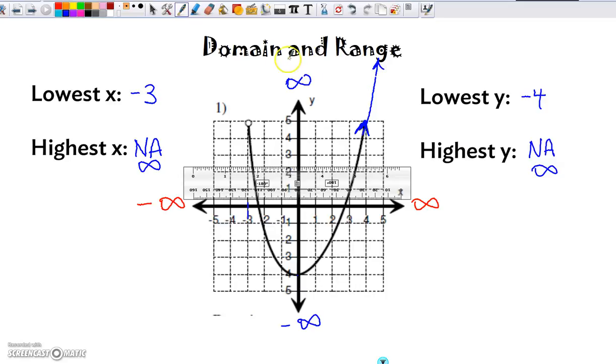So again, we're not going to turn it into domain and range yet, but we are in the process of starting that concept. Let's go to another one.